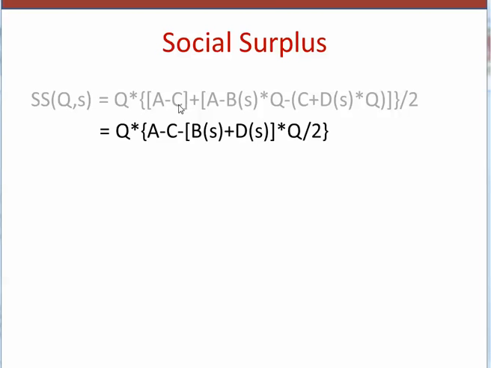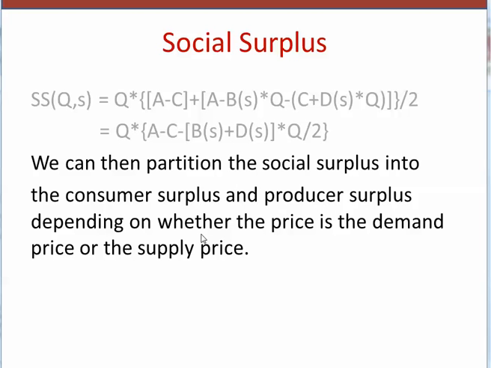If you do a little bit of algebra, clearing terms, you get this is A minus C minus the sum of B of S and D of S times Q over 2. So this is the algebraic formula for social surplus. And then, as I said in class today, we can partition social surplus into the consumer surplus and the producer surplus, depending upon whether the price is the demand price or the supply price. So our next part of this presentation will be doing the algebra of each of those partitionings.